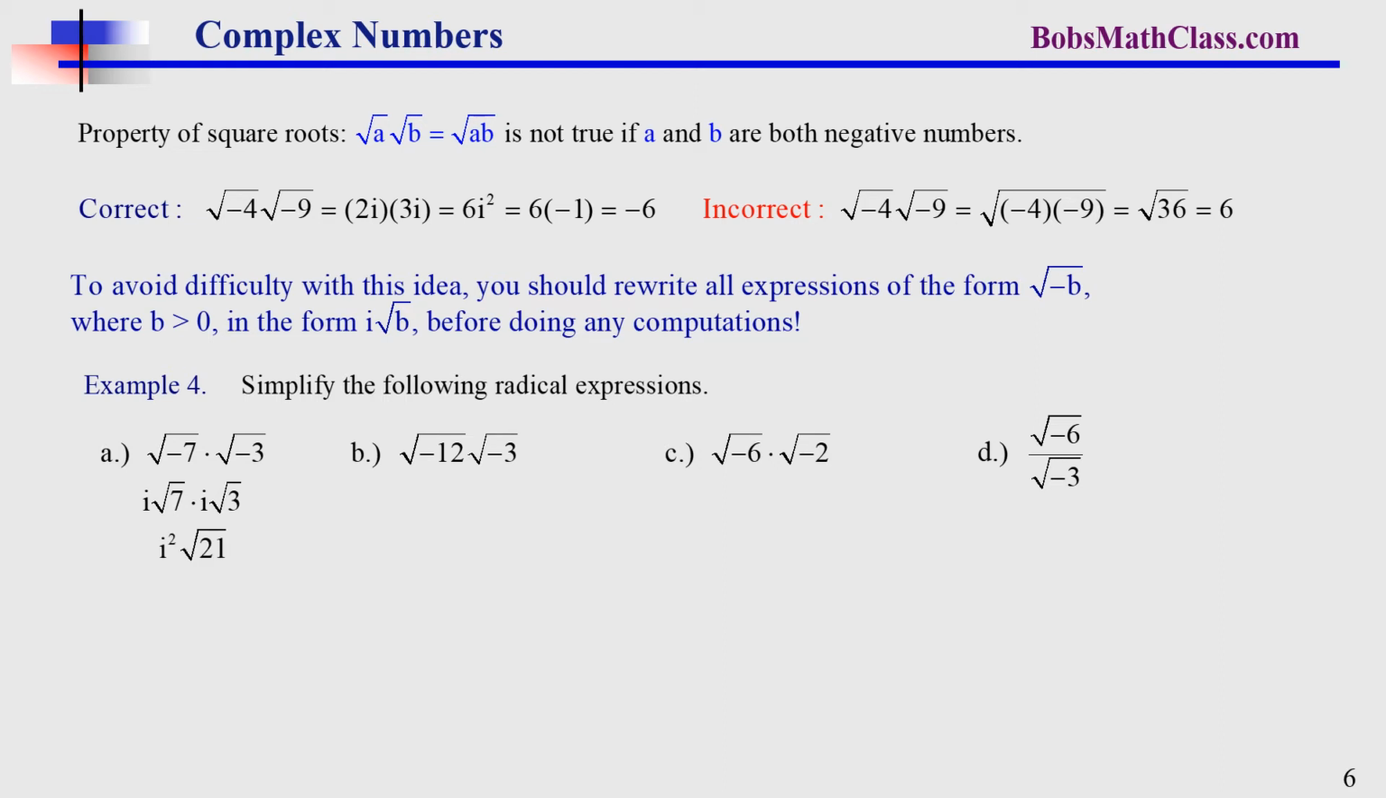Now, can we simplify the square root of 21? No, that's it, right? How about i squared? Right. i squared is negative 1. So for our final answer, you don't have to write the 1. Just a negative sign will suffice. So negative square root 21.